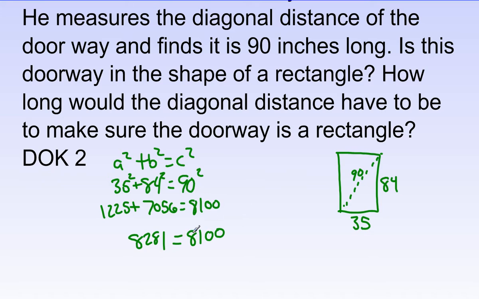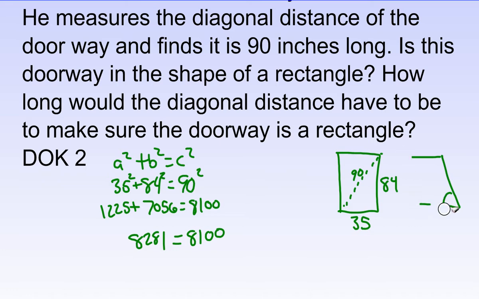So the hypotenuse is too small, which means this angle is too small. So this would be something less than 90. Now I'm going to exaggerate it, but the doorway would be like this, leaning. And you don't want a doorway that's leaning. You want your door to be a right angle, to be a rectangle. So this is not a rectangle, and there's proof. Pythagorean Theorem doesn't work.